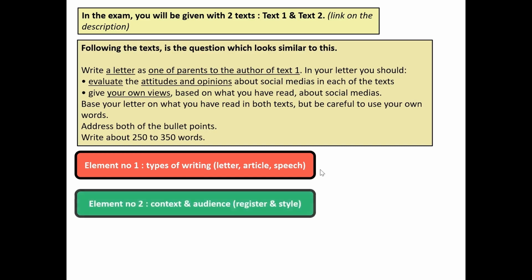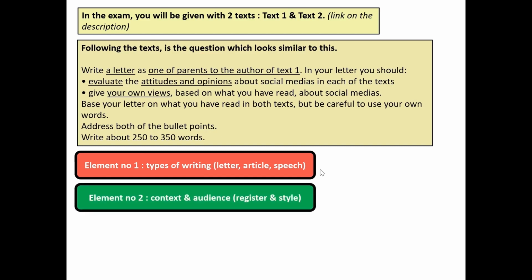Element number two, context and audience. One of the parents. So here the context is you becoming one of those parents out there, and here you're writing to the author of text one, expressing your thoughts on social media. So why does it matter for us to notice the context and the audience? Here, the audience is the author of text one.